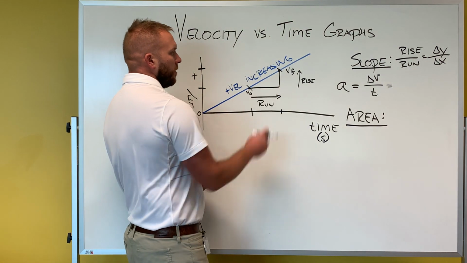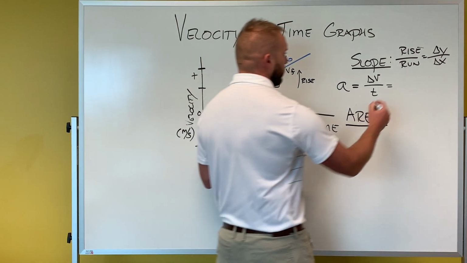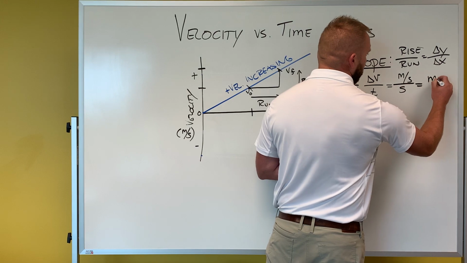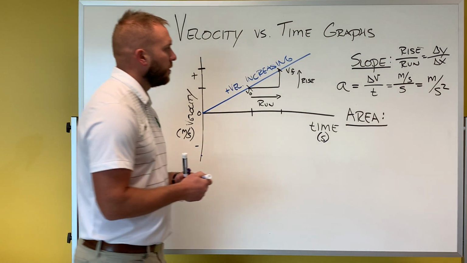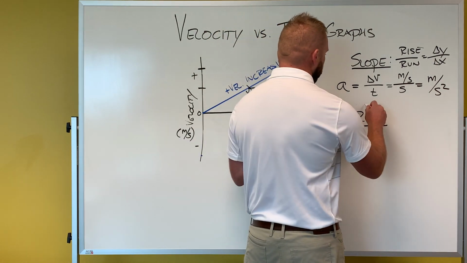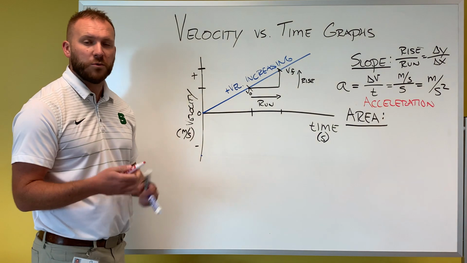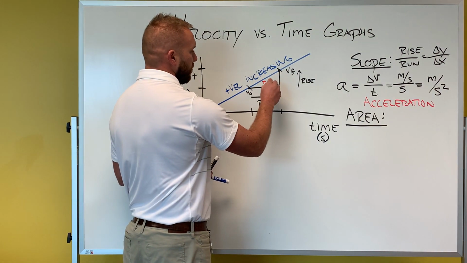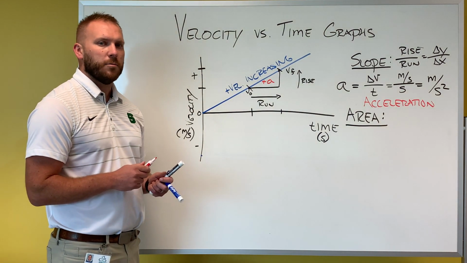So the slope of a velocity versus time graph is acceleration. Our units are meters per second per second, which is also meters per second squared. So our slope tells us acceleration. It tells us both the value of the acceleration as well as the direction, right? This has a positive slope, so it has a positive acceleration indicated by my slope.